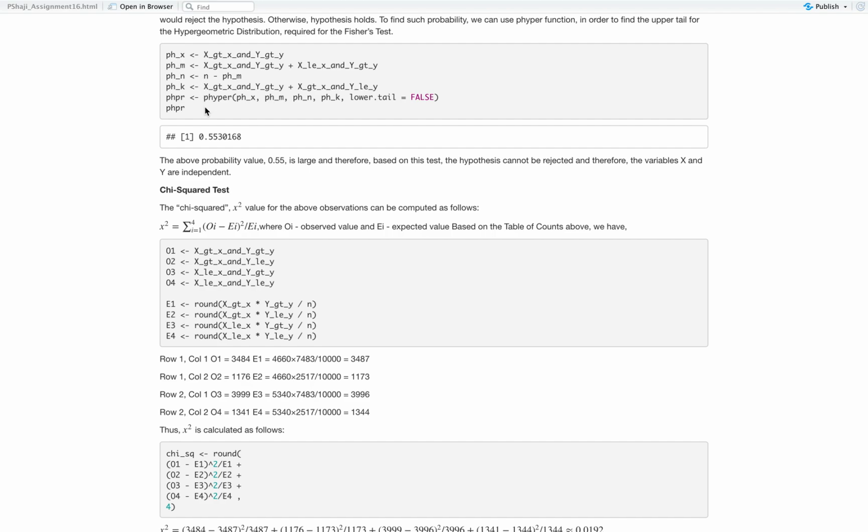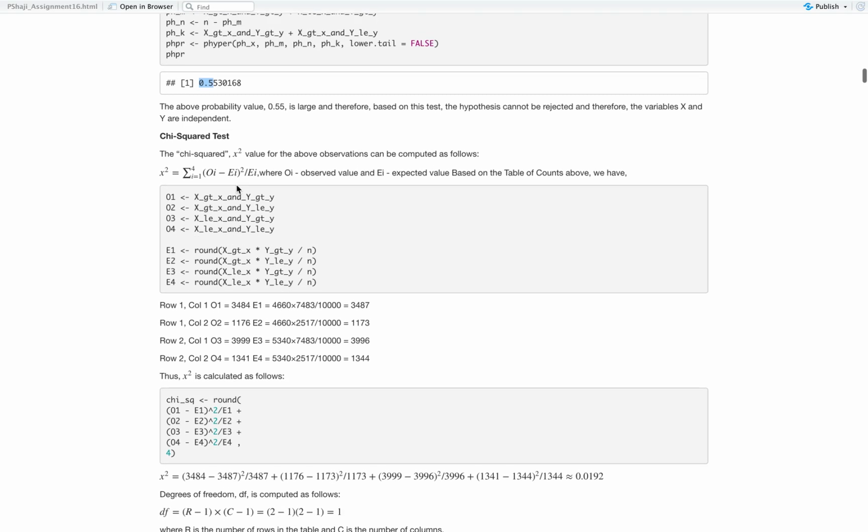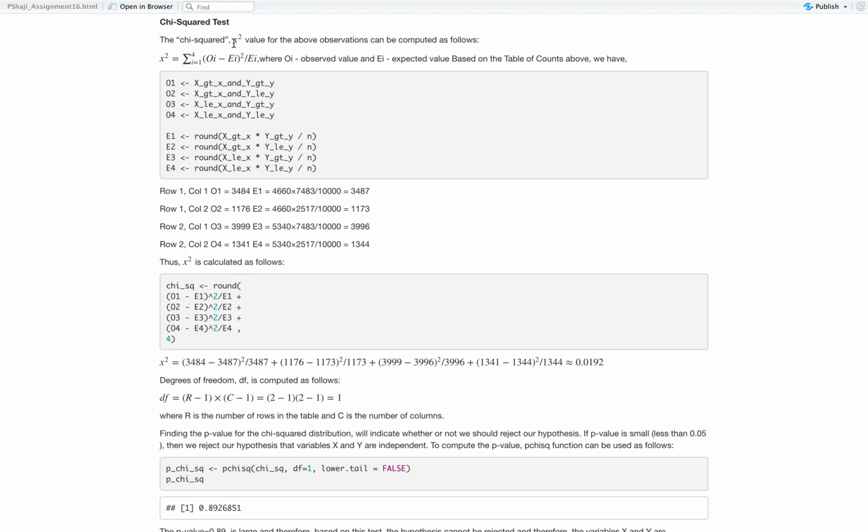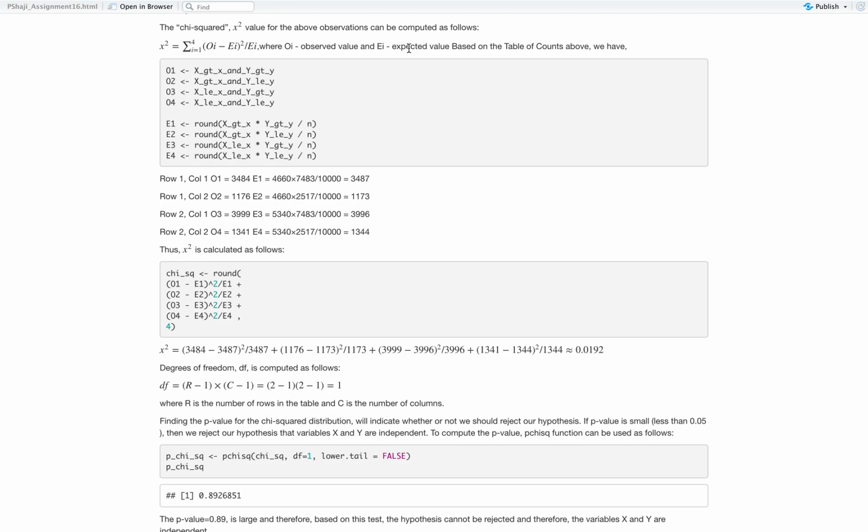Doing that process here and computing the value for the p-hyper variable that I found from the phyper function, I get the value of 0.5, and this value is large, and therefore based on this test, the hypothesis cannot be rejected, and therefore the variables X and Y are independent. Now following on with the chi-square test, we find the chi-square value for the above observations, and it can be computed as follows based on this expression here, where Oi is the observed value and Ei is the expected value based on the table of counts above.